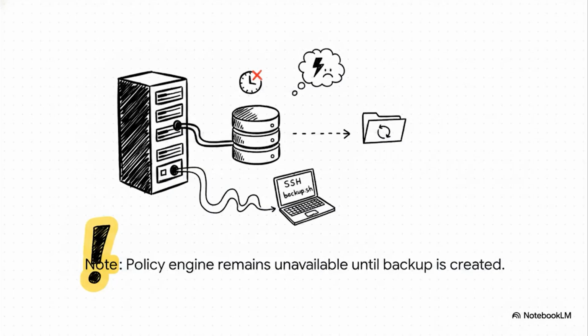Now, check this out because it's a huge operational detail from the source docs. When you SSH, secure shell, into your Prism Central instance to run the backup script for your policy engine database, the policy engine itself becomes completely unavailable. It stays offline until that local backup at the /home/Nutanix/data/backups directory is totally finished. Make a massive mental note of that downtime behavior.